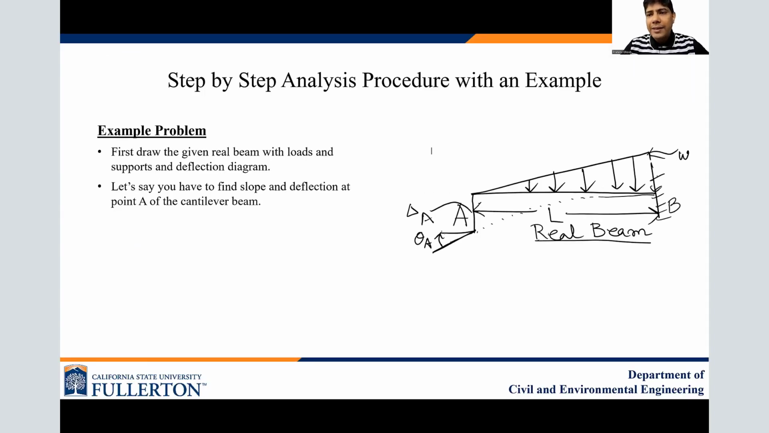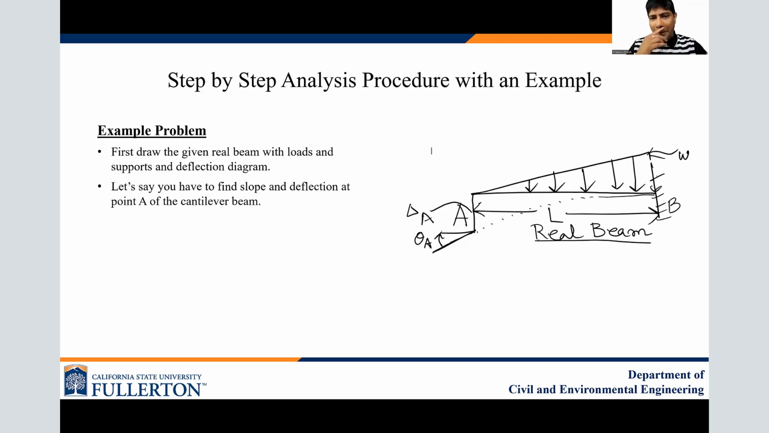So as the name suggests, virtual work. What does it mean by virtual work? We have to think that we have been given a real beam. Let's say this is the example we are seeing here. We have one cantilever beam, one side fixed, the other side free. And we have a distributed triangular loading on the beam.